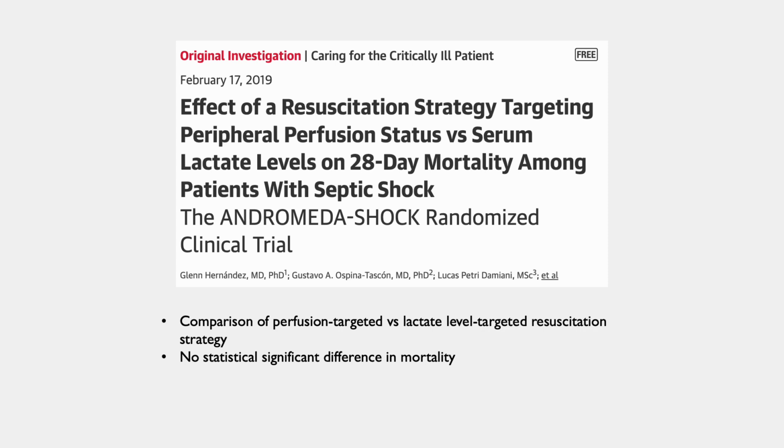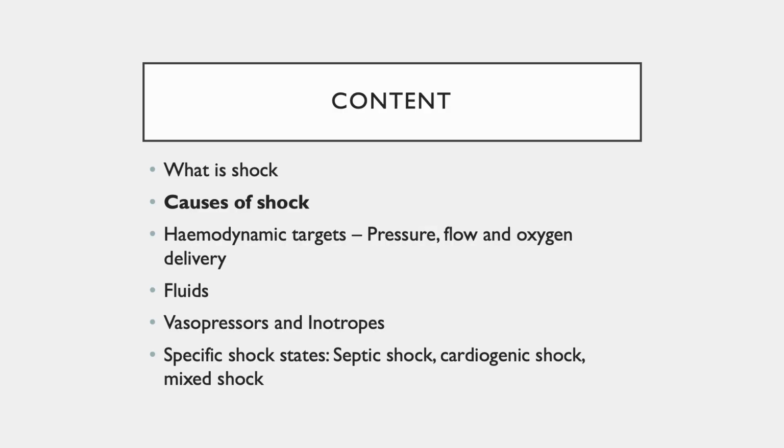And although this may not be practical at the bedside, it is important to ensure that adequate pressure is exerted and that the patient is appropriately monitored in terms of capillary refill. So next we'll be delving into the different causes of shock.